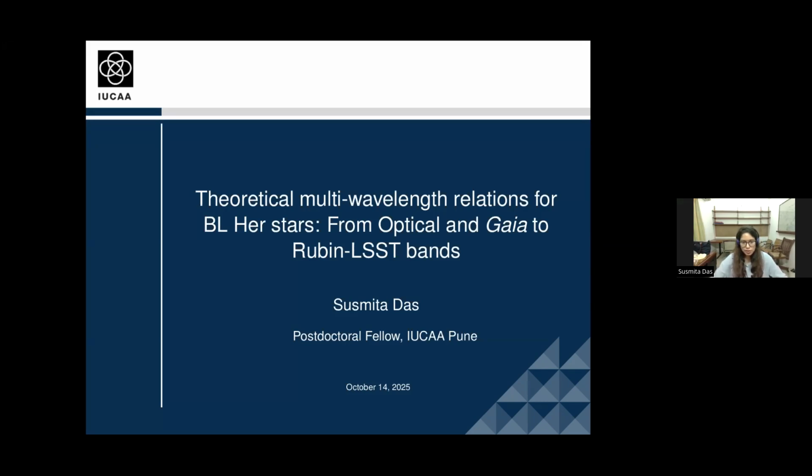So today I will be talking about BL Herculis stars. You might not be familiar with BL Herculis stars, but I'm pretty sure almost everybody has heard about Cepheids. Now, Cepheids are of two types. One is the classical Cepheids, which are the younger population 1 stars, and their old counterparts are the type 2 Cepheids. So BL Herculis stars are nothing but the shortest period type 2 Cepheids. Of course, we will be looking at a lot more in this talk.